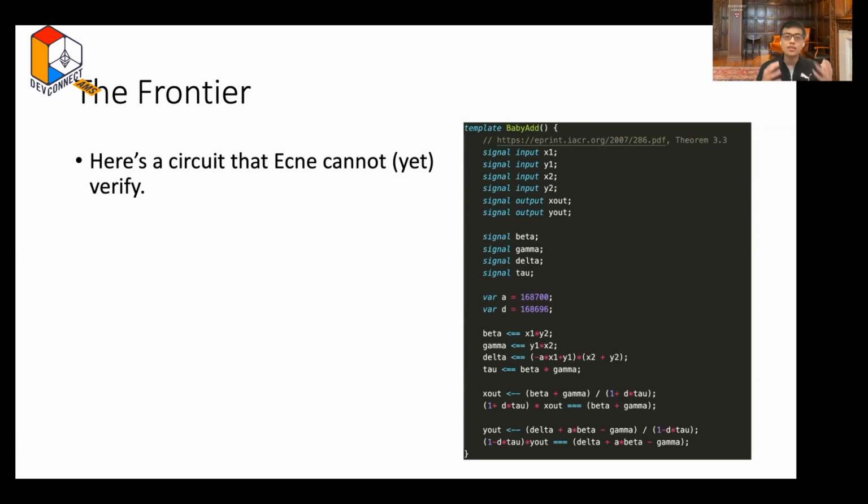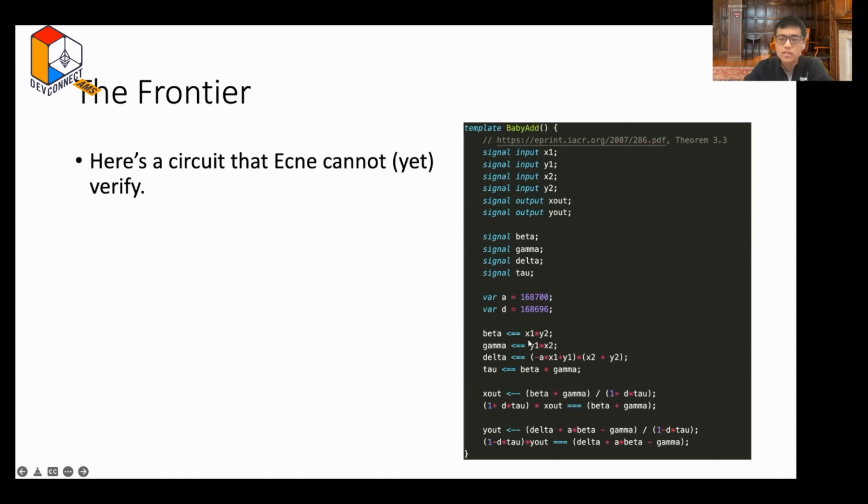Now let me look ahead to a frontier of something that Ecne cannot yet verify. Ecne can verify lots of things, but this is something we can't yet verify. And it turns out that happens for a very deep reason. Okay, so this is the addition function on the Baby Jubjub elliptic curve. And initially it looks like everything should be fine.